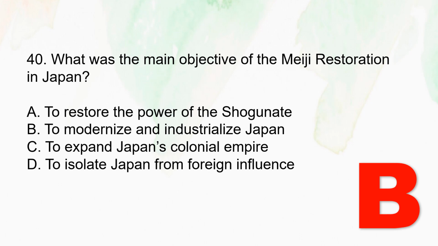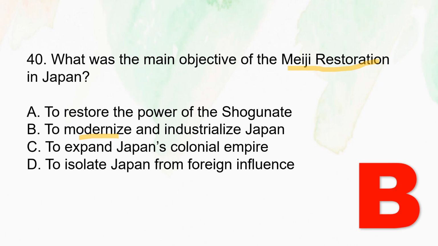The Meiji Restoration in 1868 aimed to modernize Japan by adopting Western technology, government systems, and military strategies. Again, they are adopting Western technologies or Western ideas.